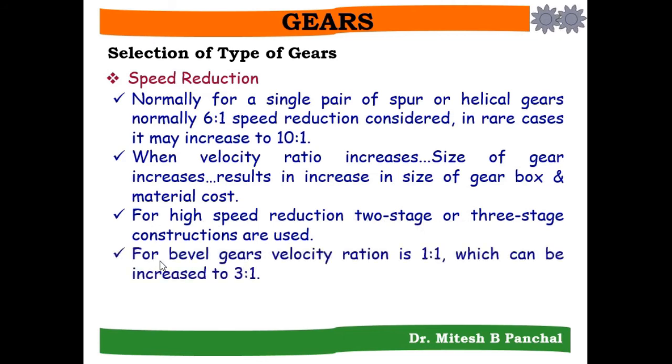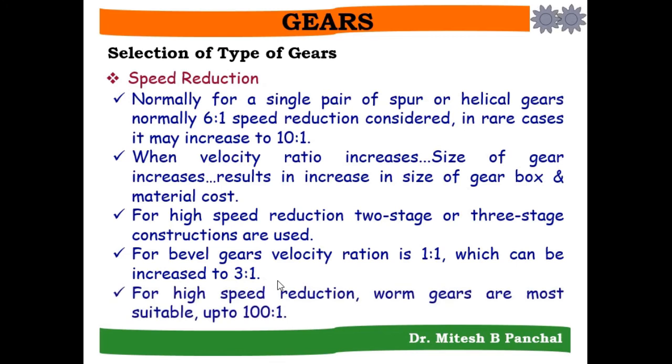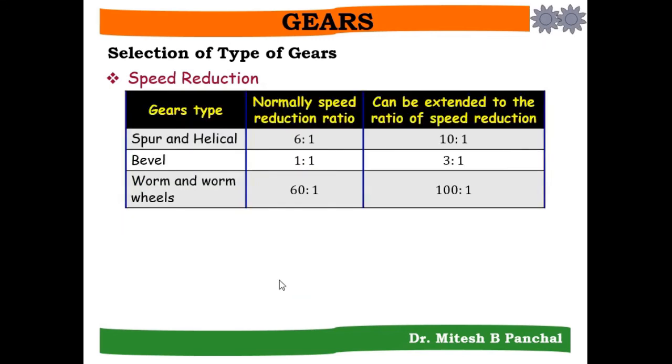For bevel gears, velocity ratio is 1:1 and it can be increased to 3:1. So for very low velocity ratio, or for low speed reduction, we can go for the bevel gear. And for high speed reduction, worm gears are most suitable, up to 100:1. So the data is summarized over here.